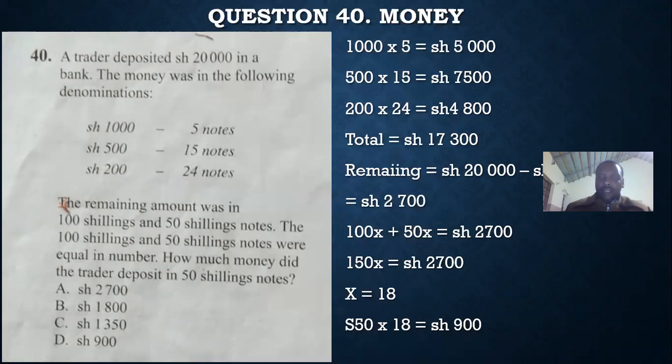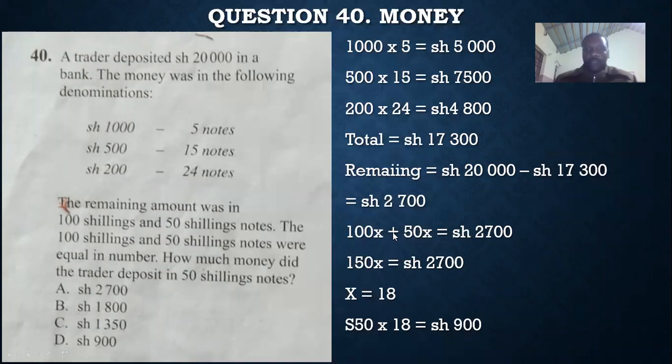Then to get the remaining amount, we use the total money that he had deposited, which was 20,000, and then he has already changed 17,300. After adding 5,000, 7,500, 4,800, put together we get 17,300. So the remaining amount is 2,700 when you subtract from the total money that he had. So now this 2,700, we want to change it into 100 and 50 shilling notes.